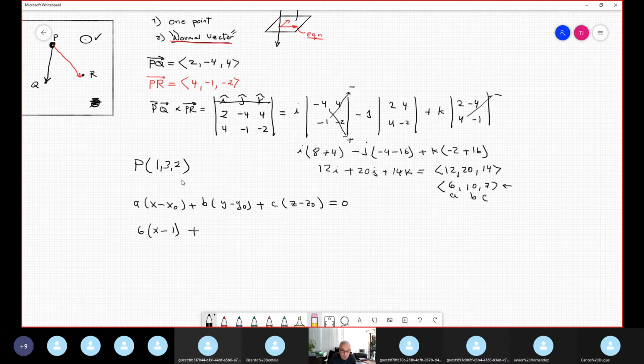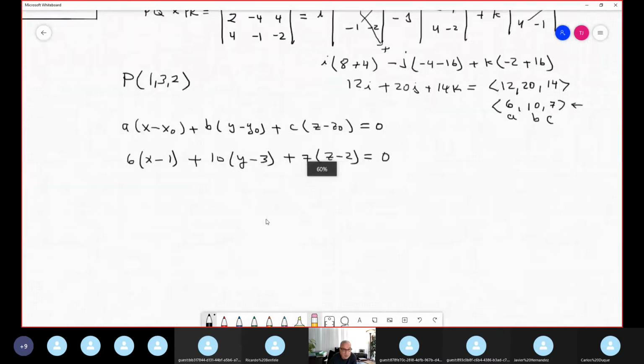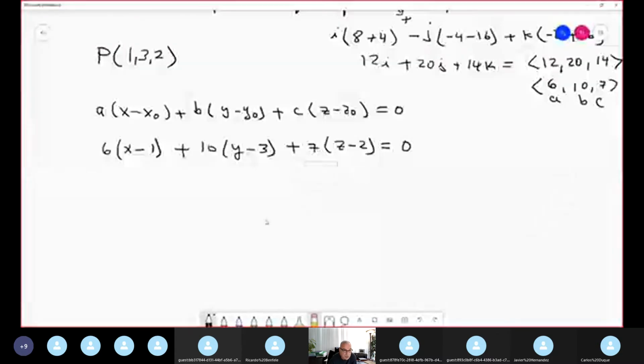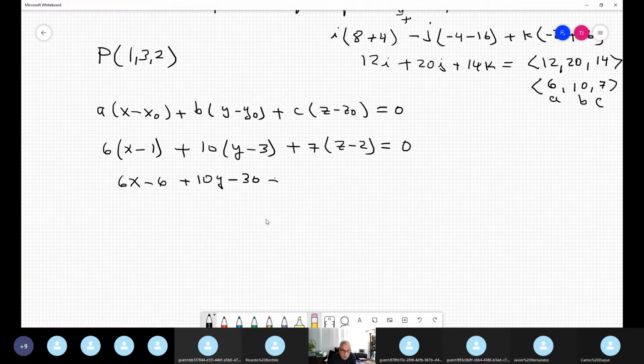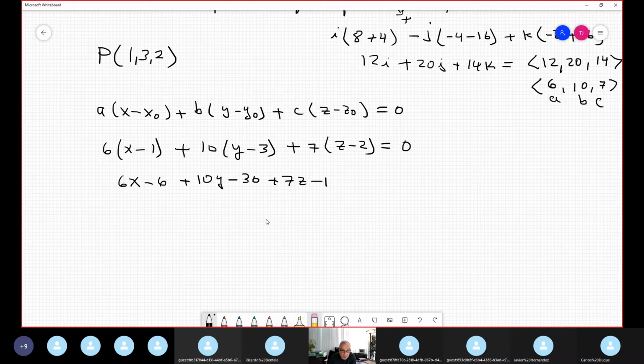Plus 10 times (y minus 3), plus 7 times (z minus 2) equals 0. And that's it. Well, almost. The rest is super easy algebra. Distribute the property, combine like terms. 6x minus 6 plus 10y minus 30 plus 7z minus 14 equals 0.